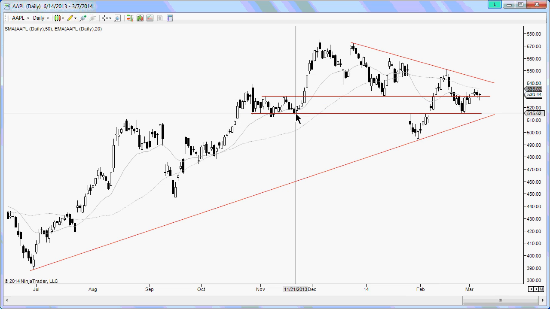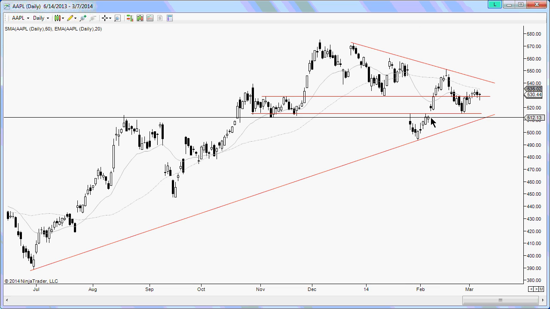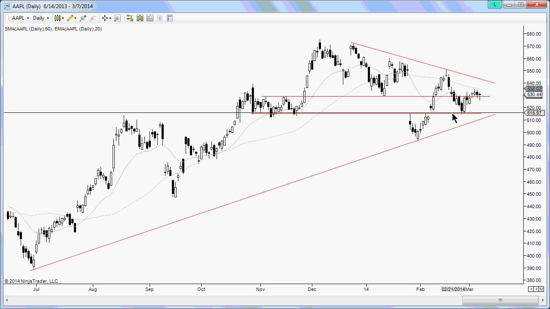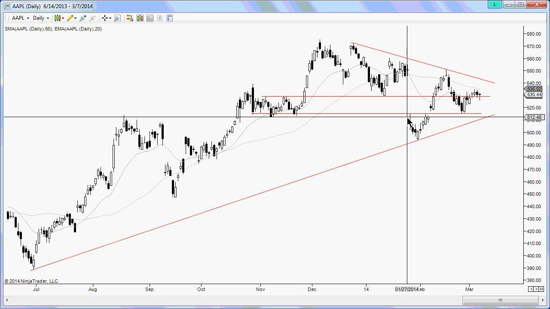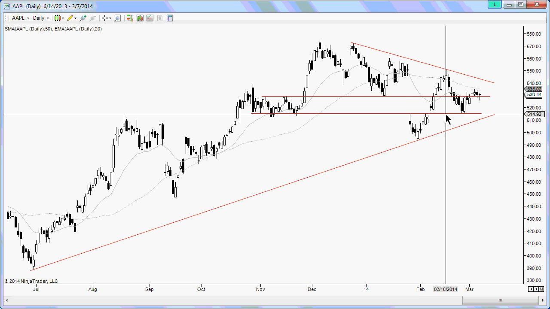In addition, I also have a support level here, which a lot of people were looking at Apple to pull back and fill this gap. Then there were also people thinking about going long after this gap is filled and it gets a bounce. Well, it did come down, but unfortunately it did not come all the way down to fill this gap. For the long, you could say that is fortunate. And it got a bounce up here, finally near this 515 level.